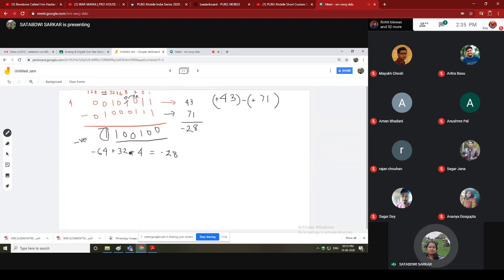Okay. But actually it is not the way of subtracting. We have to take the 2's complement. Actually till now I have not discussed with you the complements, that is 1's complement and the 2's complement. Now I will discuss this, because when we have to subtract, we have to use this 2's complement method. This is not the right way.